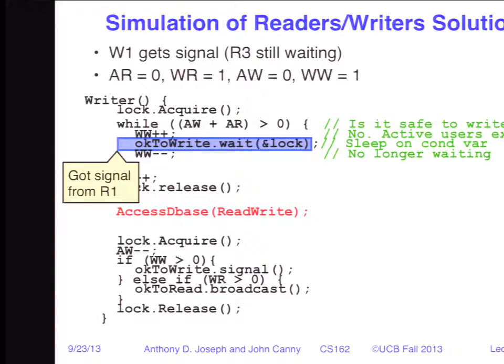That's absolutely correct. When we call broadcast here, we're taking all of the readers and putting them on the ready queue. And then they'll all compete to acquire the lock in OK to read wait, and one at a time they'll get the lock, check the state variables in the while loop, and decide whether they can continue or go back to sleep. And if a writer came along in the middle of that, they're all going to go back to sleep. So they'll all wake up, and then they'll all go back to sleep.